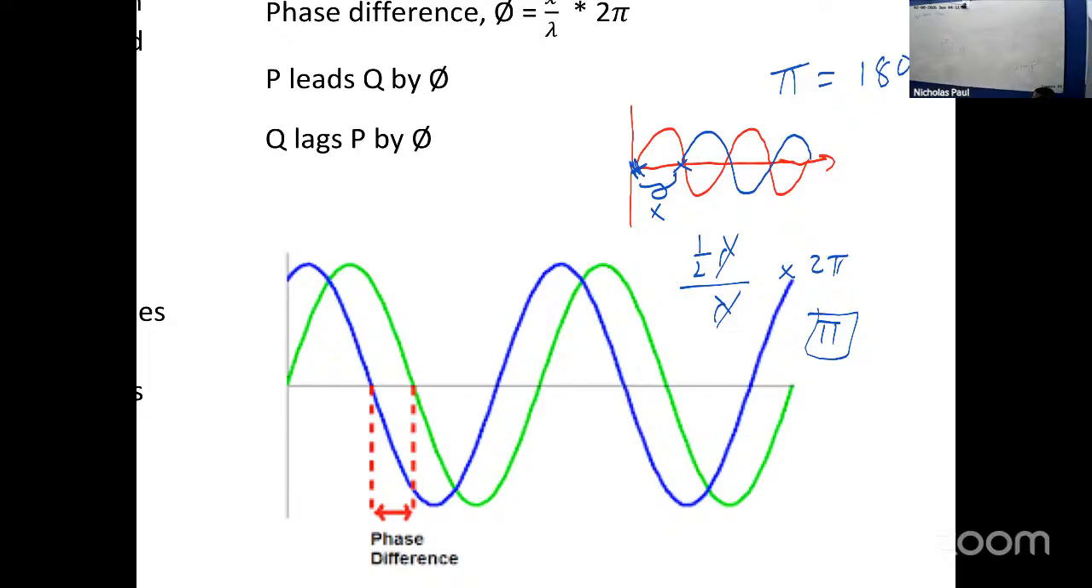Question: which one is leading and which one is lagging, between the blue and the green? Green leads. No, the blue leads.